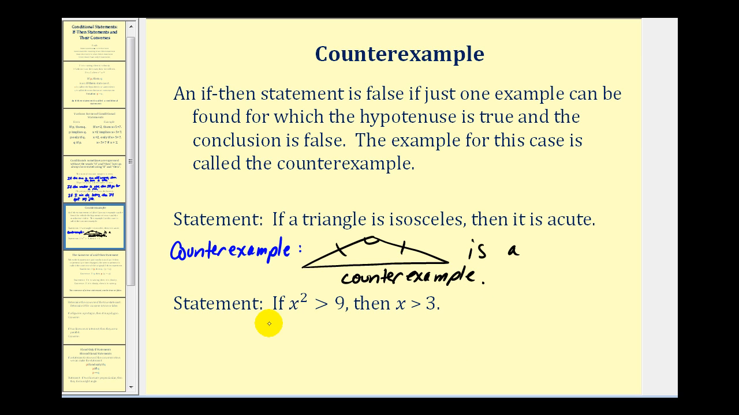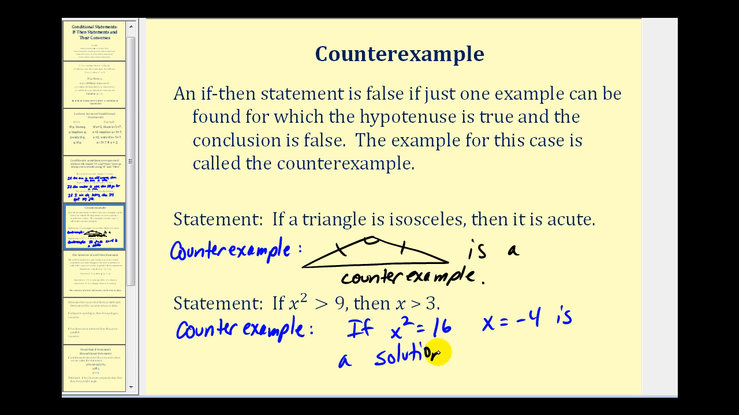The next conditional statement is if x squared is greater than 9, then x is greater than 3. When we first look at this, it may seem true, but let's see if we can determine a counterexample. If x squared equals 16, and 16 is greater than 9, x equals negative 4 is a solution. Because if we sub in negative 4 and square it, a negative times a negative would be positive to give us 16, and negative 4 is not greater than 3. Therefore, this proves the conditional statement false.